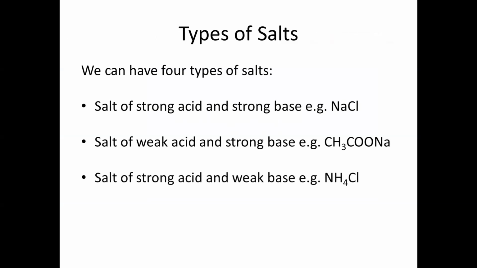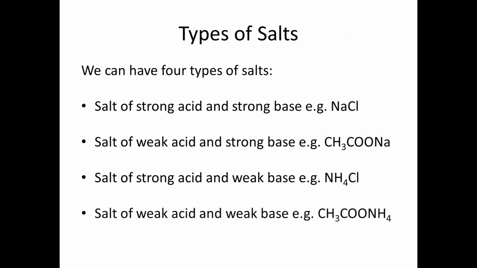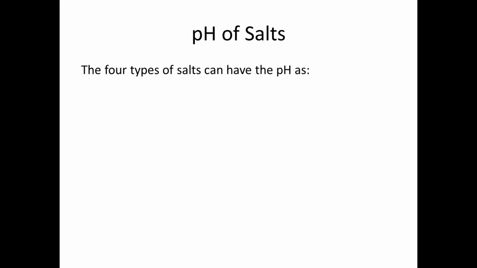Salt of strong acid and weak base, such as ammonium chloride. And the fourth one is salt of weak acid and weak base, such as ammonium acetate. So we will be studying the hydrolysis of all 4 types of salts and how it affects the pH of the solution. Now we know that the salts which are made up of strong acid and strong base should be neutral, so their pH must be equal to 7.